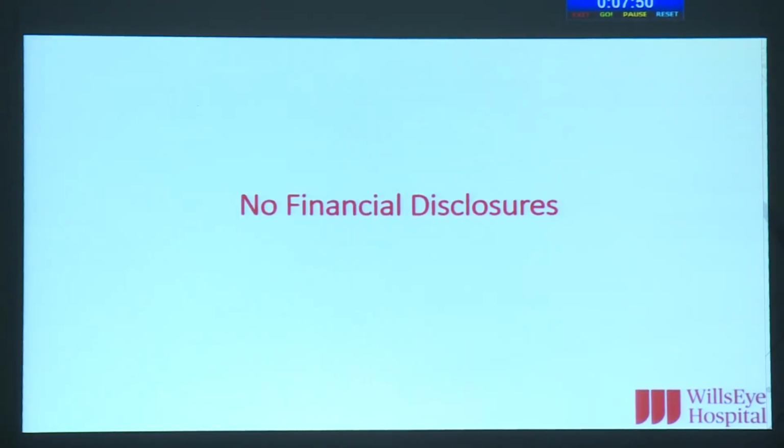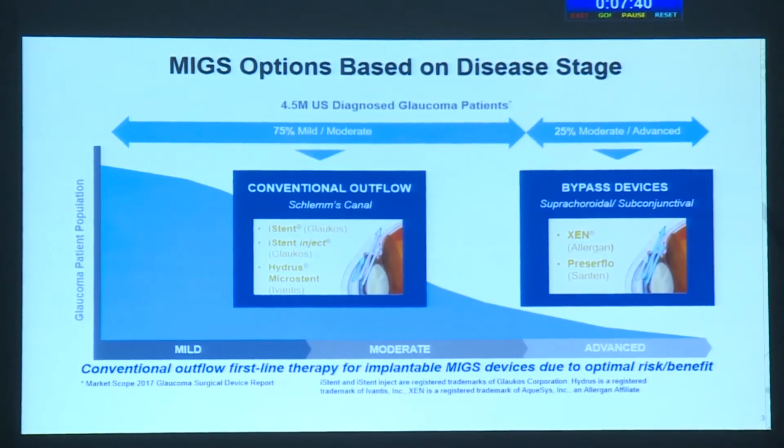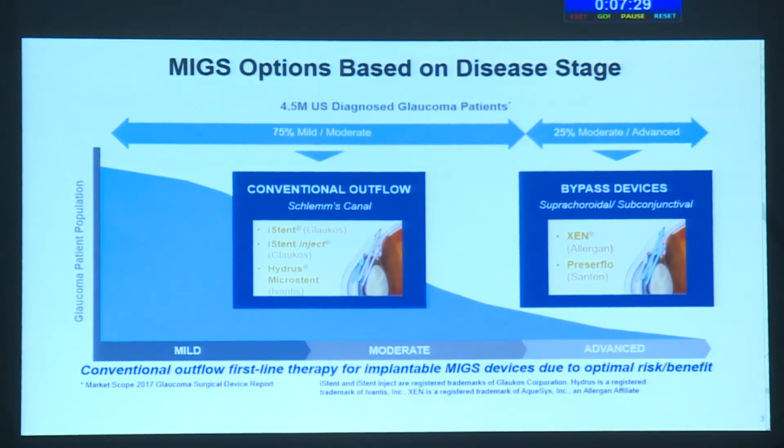No financial disclosures. There are a number of different MIGS options currently available in the United States and in Europe. I understand that their introduction, as Dr. Mayuri pointed out, is also happening in India with the stent and the trabectome coming over. Some of the things we're going to talk about today are conventional outflow devices that go into Schlemm's canal, as well as bypass devices, mainly subconjunctival devices.